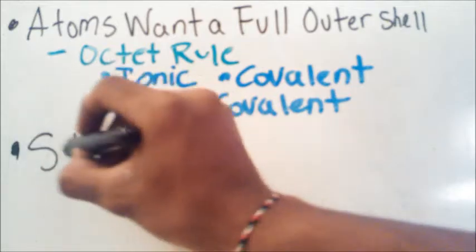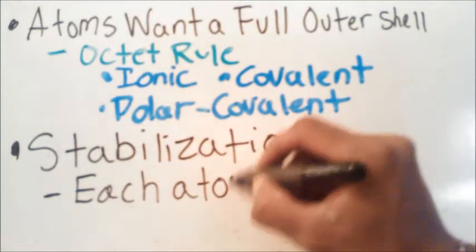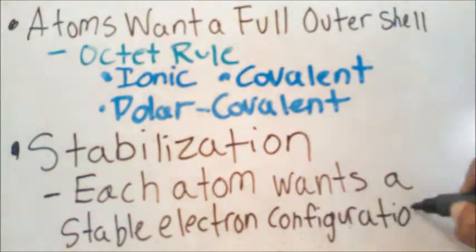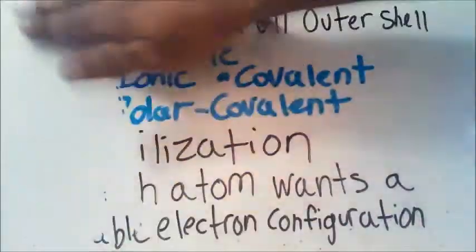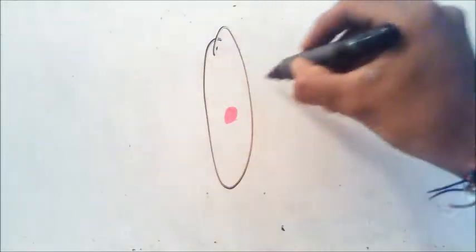The other reason is stabilization. This means each atom wants to have a stable electron configuration. And this is how and why atoms form chemical bonds.